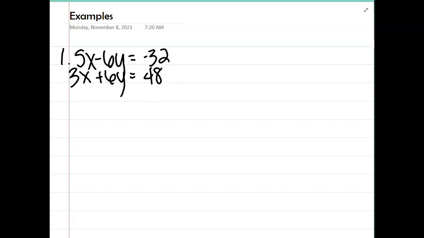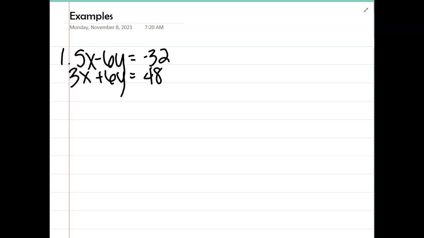Your x's, your y's, your equal signs, your constants. Most of the time they're going to be lined up, but sometimes they won't, so you just need to double check that. Okay, if you look at your x's, it's a 5x and a 3x. A 5x and a 3x aren't going to cancel out, and even if it was a 5x and a negative 3x, they're still not going to completely cancel out.